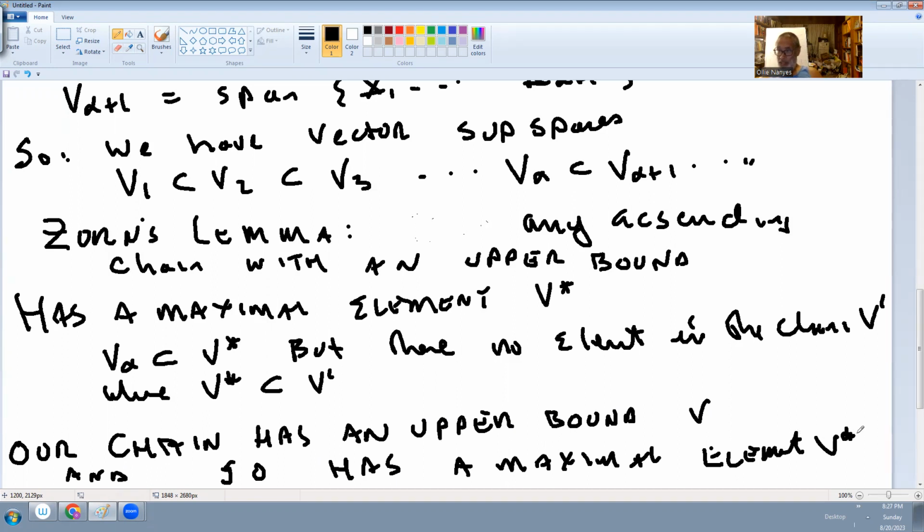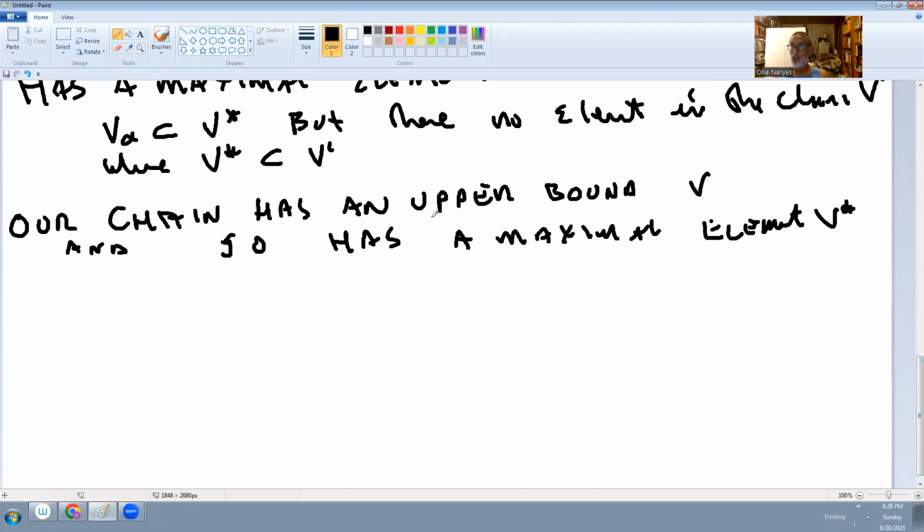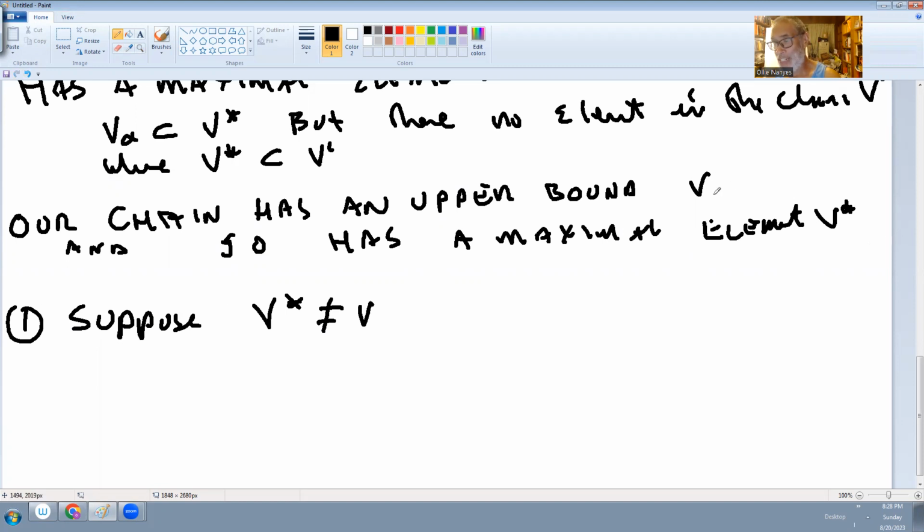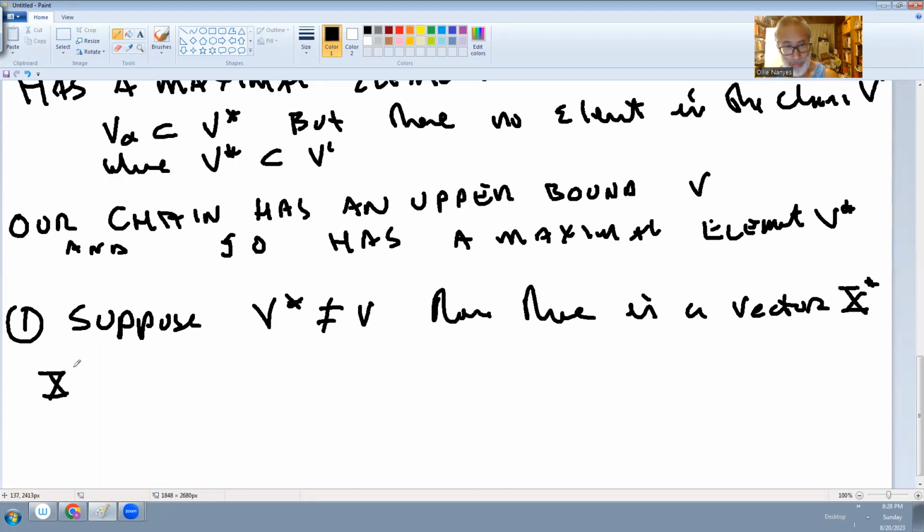V star. Now, there's two things I have to do. So first of all, I need to show that this V star is equal to V. So one, suppose our V star is not, and better be careful here. Suppose this is not V. It has to be contained in V. Then there is a vector, let's say X star, where X star is not in V star, but it's in V.